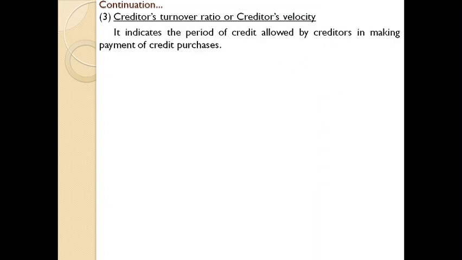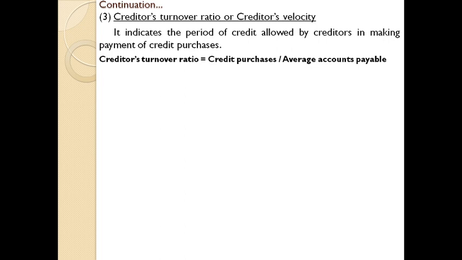Next one, creditors turnover ratio or creditors velocity. This ratio indicates the period of credit allowed by creditors in making payment of credit purchases. The equation is creditors turnover ratio equals credit purchases divided by average accounts payable. We all know what is meant by credit purchase. Credit purchase is the difference between total purchase and cash purchase.